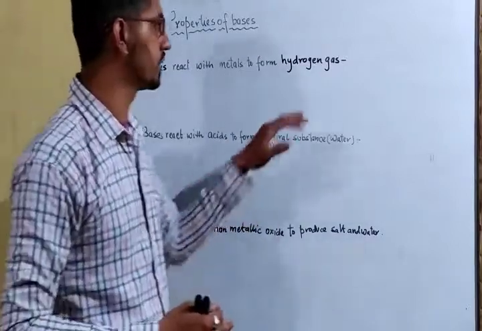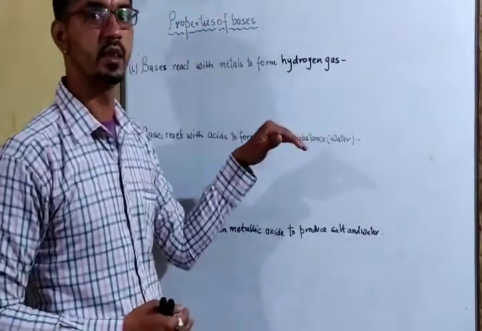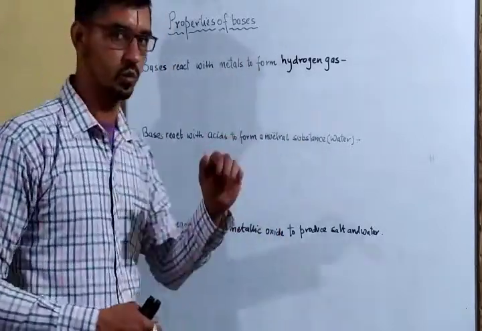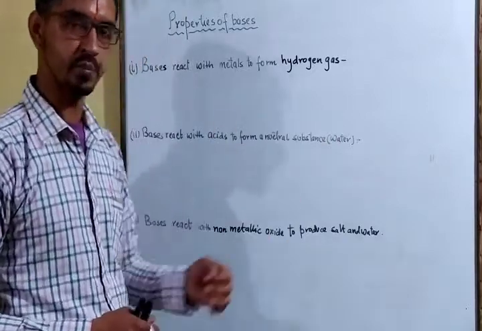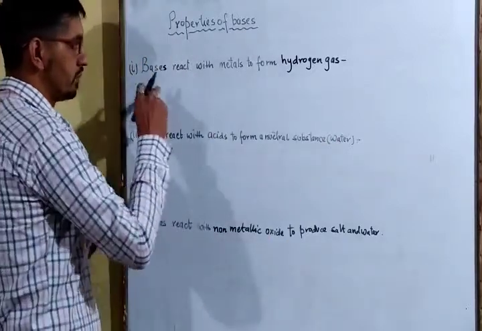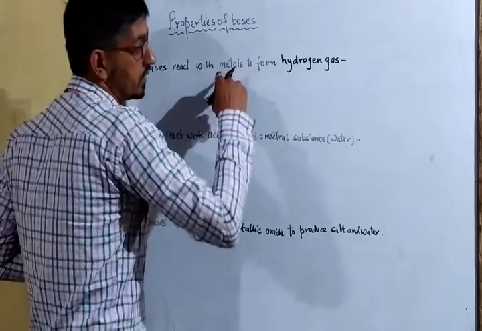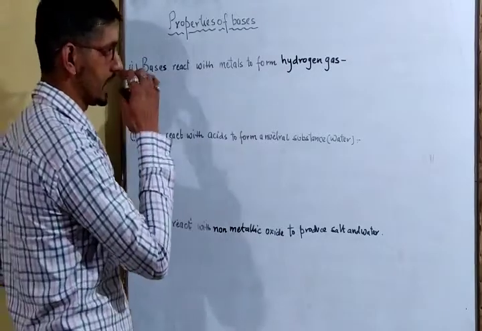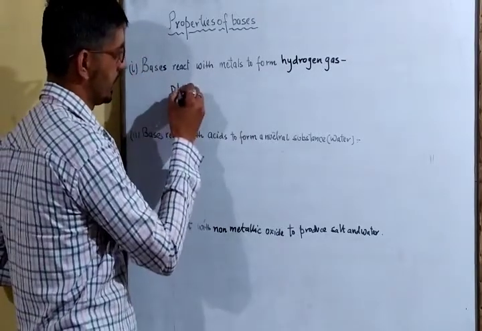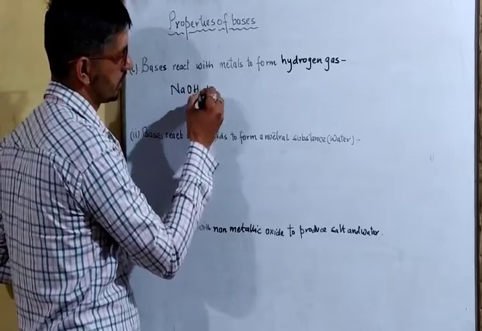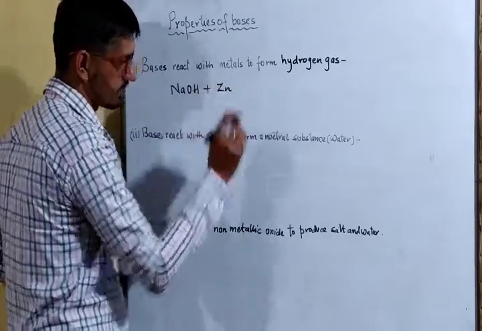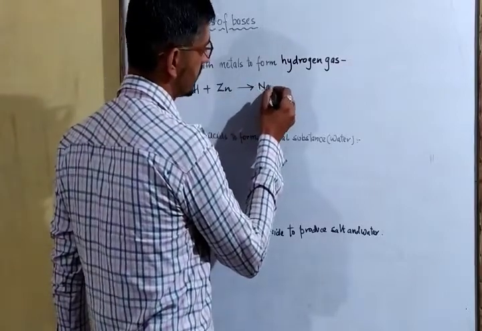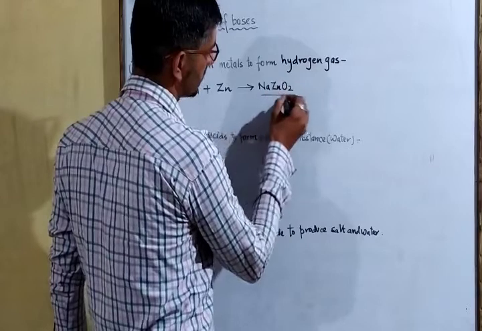When bases react with metal, they produce hydrogen gas, as it was in the case of acids as well. When an acid reacts with a metal, it also releases hydrogen gas. So here as well, when base reacts with metal, it produces hydrogen gas. Now let's take an example. Base NaOH plus metal. Let's suppose zinc metal is there. So what will it form? It will form sodium zincate, a salt.